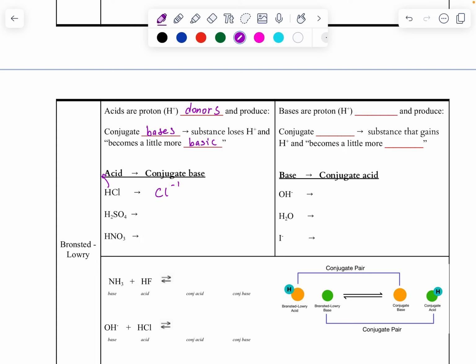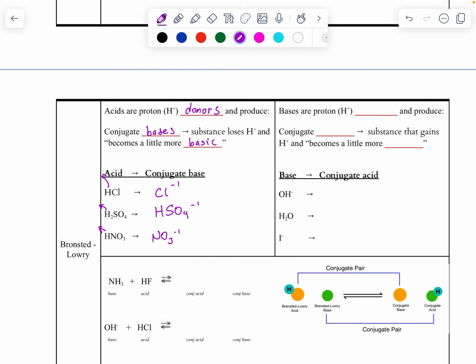If the H2SO4 loses a proton, then we get a conjugate base, and again, it's only one proton, so one H ion, we end up with our conjugate base of HSO4. And of course, the same thing happens if the H gets donated to something else, then we end up with NO3 as our conjugate base.